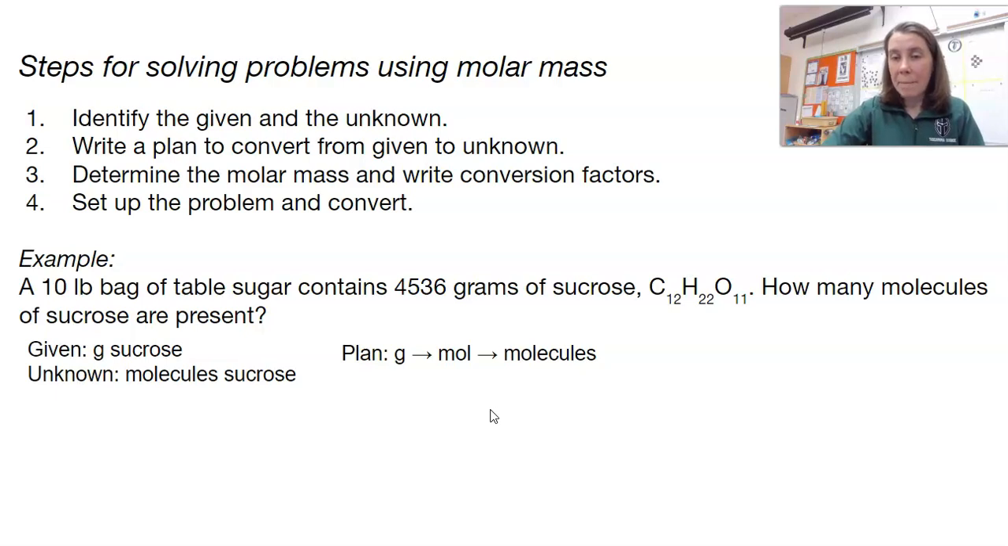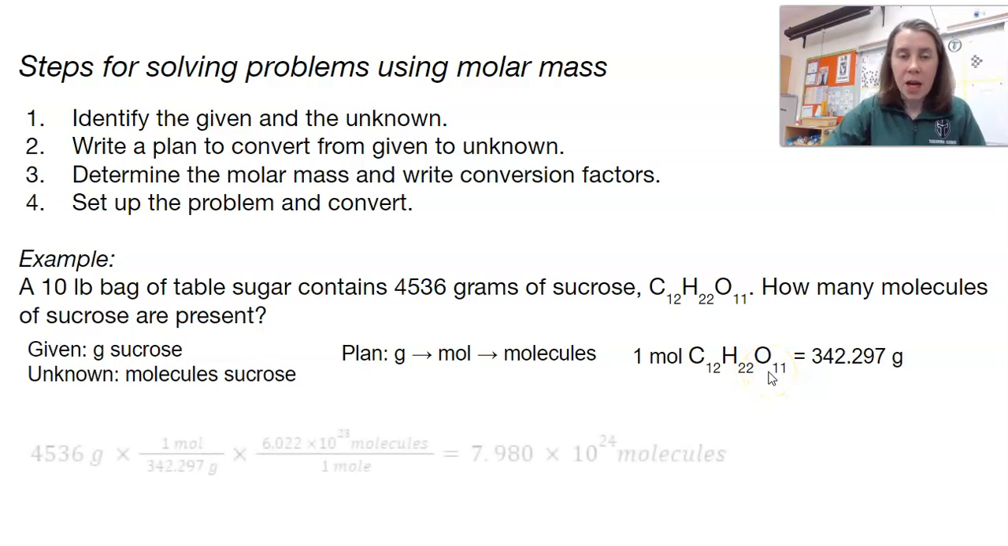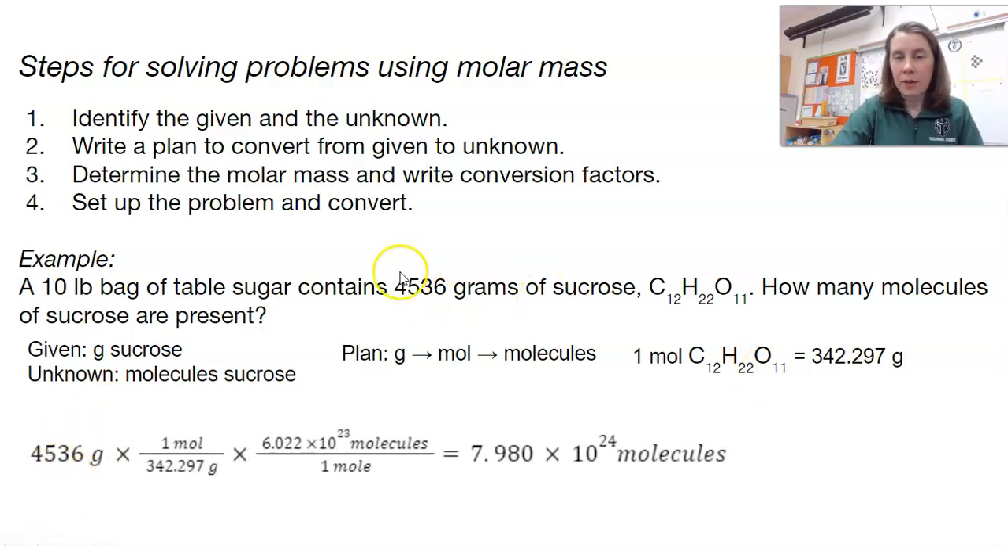All right, the molar mass of sucrose, which is C12H22O11, is 342.297 grams. I just did the mass of carbon times 12, plus the mass of hydrogen times 22, plus the mass of oxygen times 11. Okay, and then to set up this problem, we take the number given in our problem, 4,536 grams, right? Since we're starting with grams, grams will go in the bottom of our conversion and 1 mole in the top. Remember, in our first step, we're going from grams to moles, so that's what this conversion factor will do for us. All right, and then our second step is to go from moles to molecules.